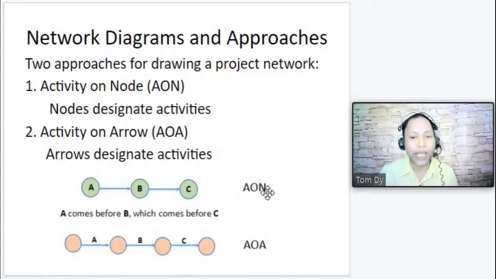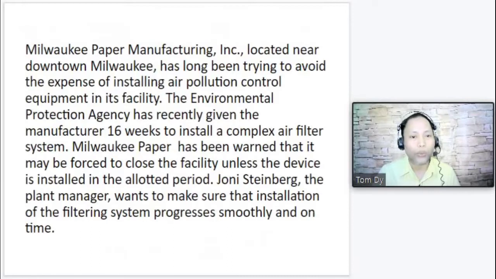We have the AON, or the activity on node, and the AOA, or the activity on arrow. We will probably be using activity on node when we compute problems involving PERT, or Program Evaluation and Review Technique. Now in our discussion of PERT, we have here our example.